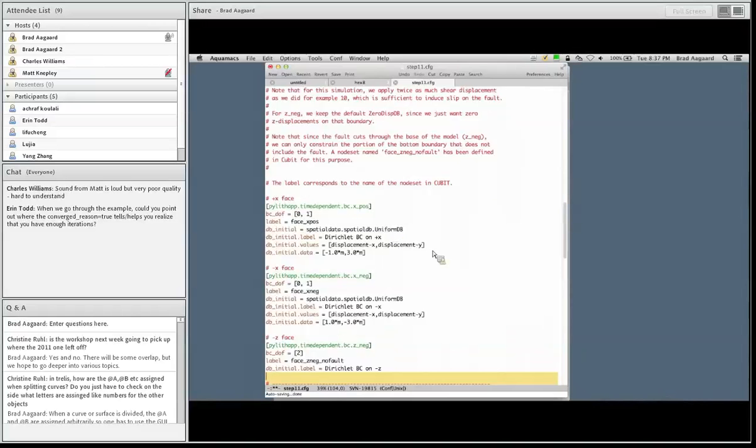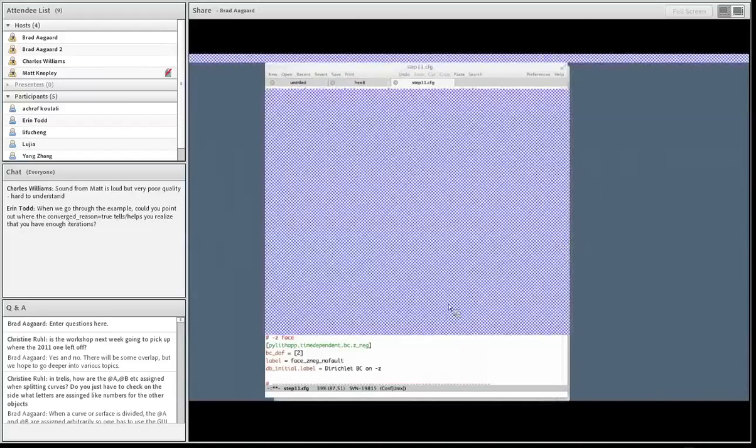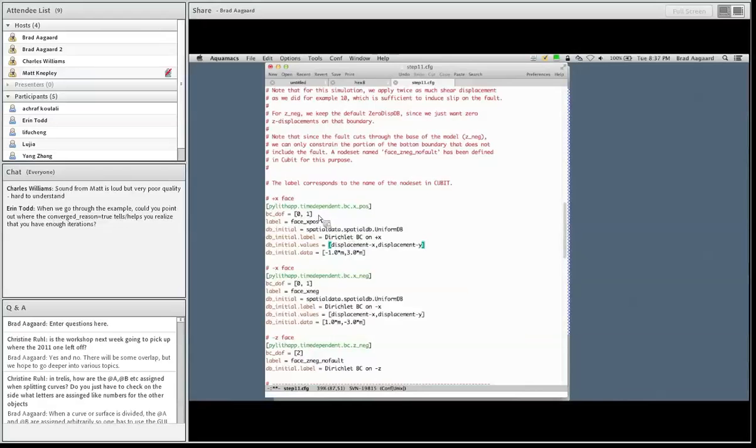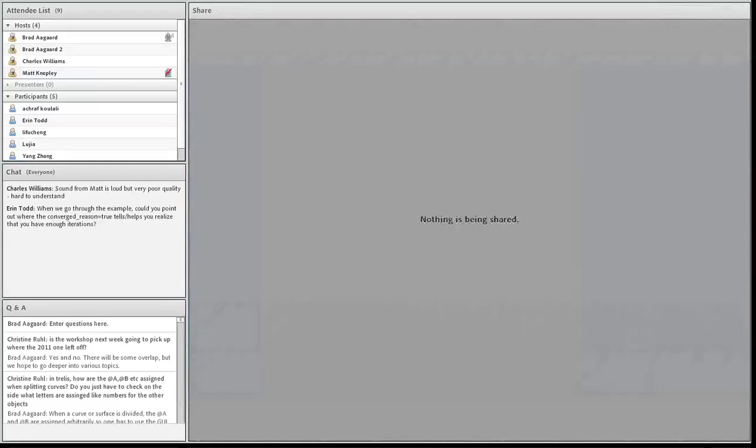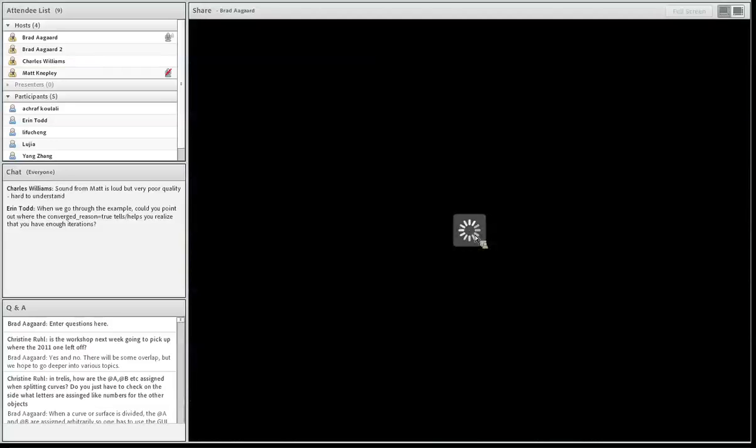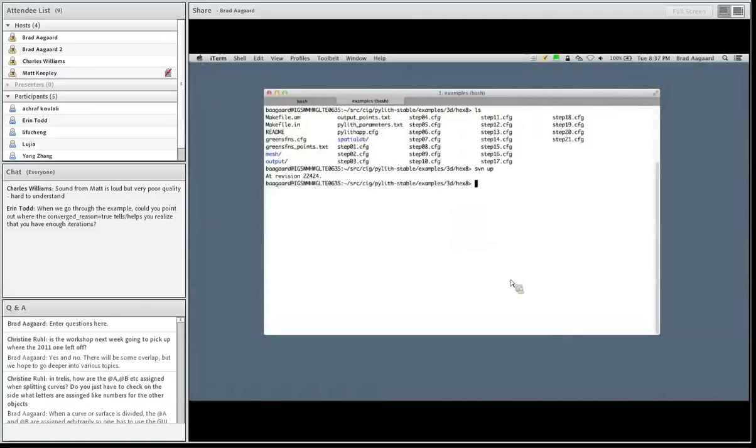Okay, so when I run the example, I'll show you where in the output file we see the results of having converged region equals true. I'll stop sharing my window there and switch to my terminal. We can run it.